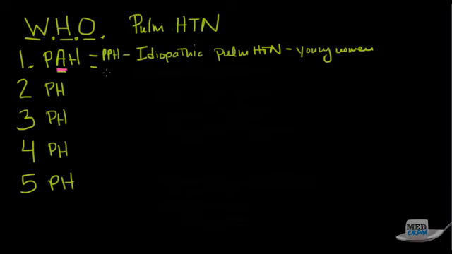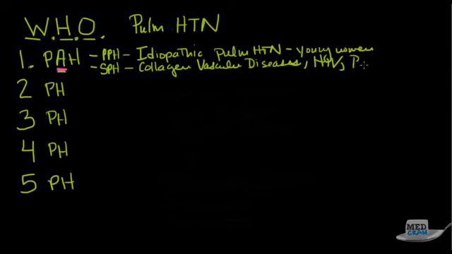But then it also included some secondary forms of pulmonary hypertension, having to do with collagen vascular diseases, HIV, portal hypertension, even schistosomiasis, chronic hemolytic anemia, persistent pulmonary hypertension of the newborn, even pulmonary veno-occlusive disease, or even pulmonary capillary hemangiomatosis. So those are some of the more uncommon ones. I think the one that you really need to focus in on is this idiopathic pulmonary hypertension.